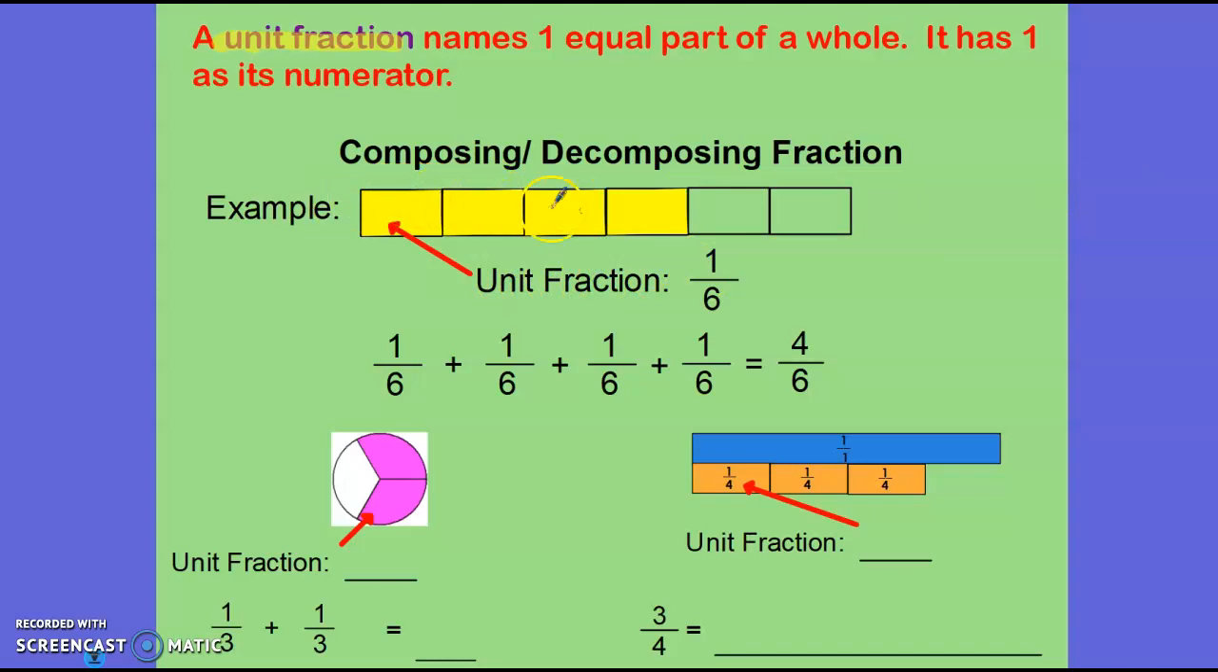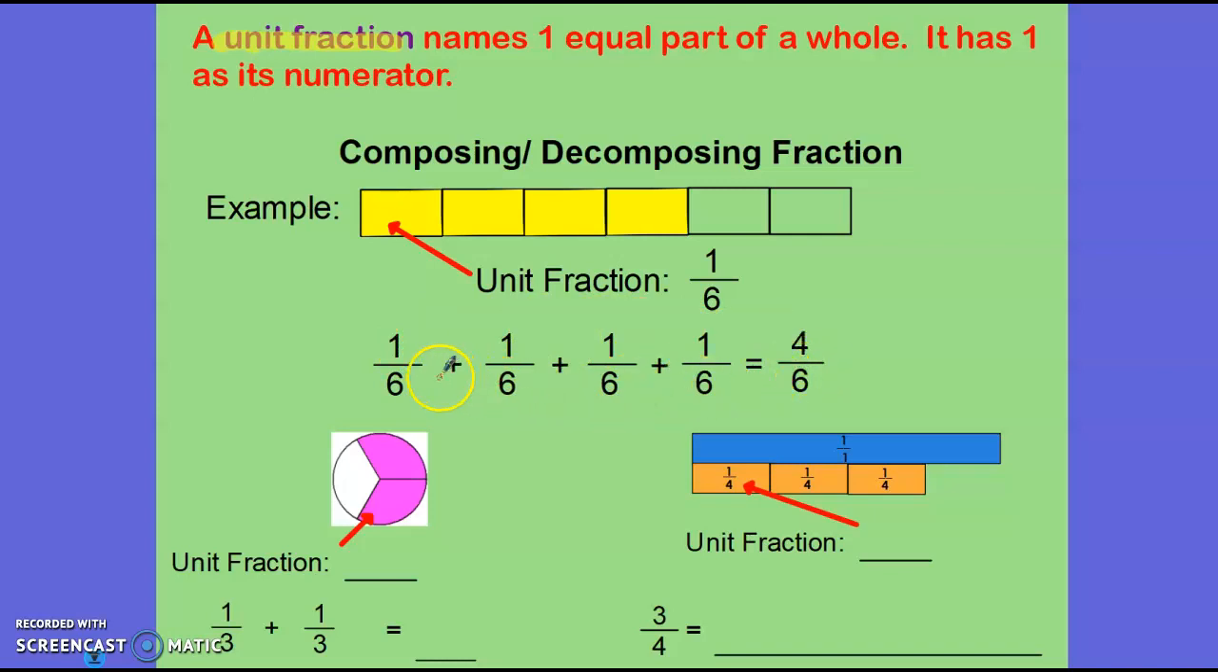And in order to compose this fraction, you're going to count 1/6 plus 1/6 plus 1/6 plus 1/6. There are 4 pieces of 1/6, and that's why your total fraction is 4/6. Remember, when you add your fractions, make sure you're only adding your numerator.